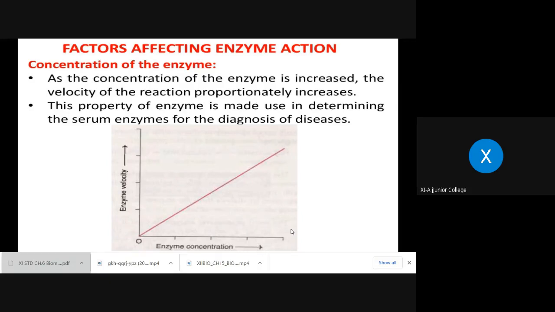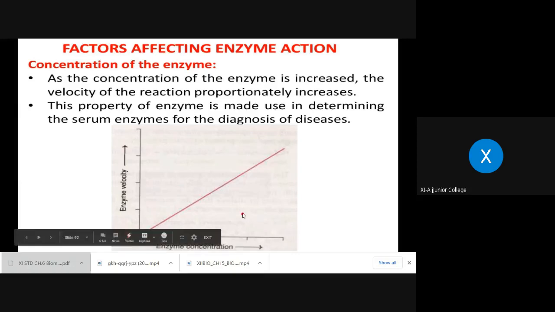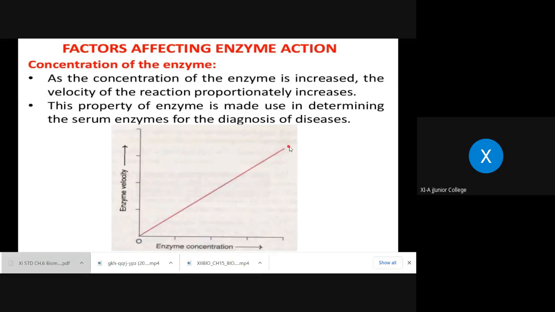What are the factors? First is the concentration of the enzyme. With the help of this diagram, the plot, you can understand that as the enzyme concentration increases, its rate of enzyme activity also increases. So as the concentration of the enzyme is increased, the velocity of the reaction proportionately increases. This property of the enzyme is made use of in determining serum enzymes for the diagnosis of diseases. So this is helpful. How it is helpful, we will discuss later.